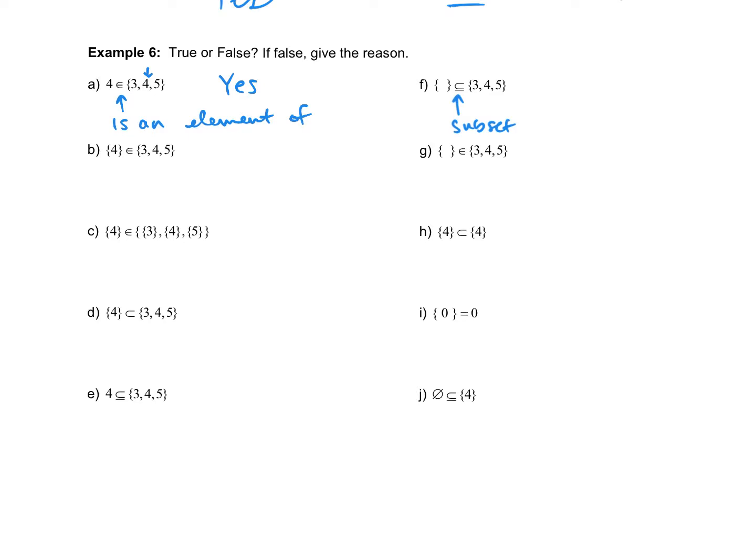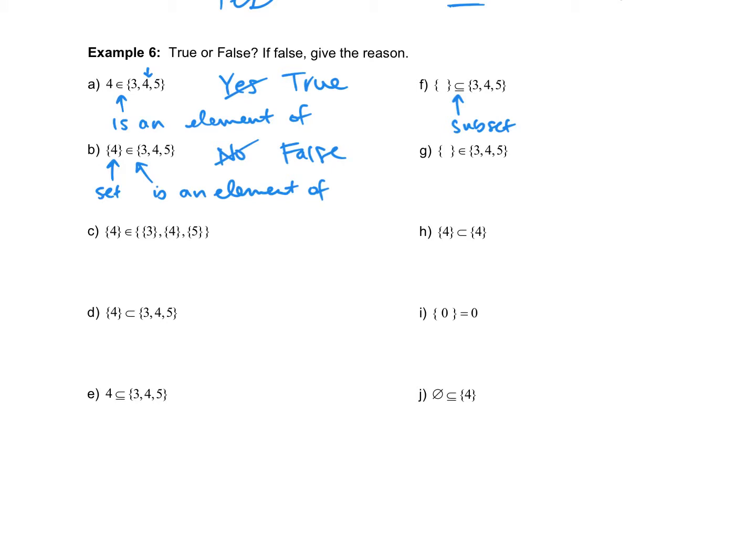The set {4} is an element in {3, 4, 5}? Now you might say, well, yes, there's the 4. But no, this is a set. This means is an element of. The set isn't an element of. The set is a subset, sure, but not an element of. So no, this one is false. And I should be careful. We're not saying yes and no. We're saying true and false.